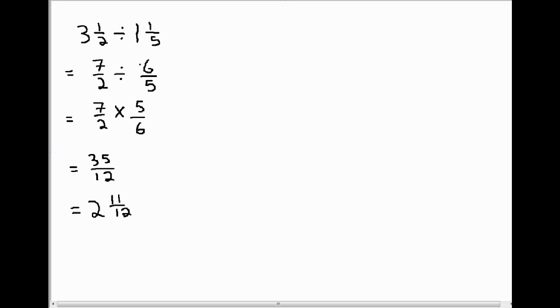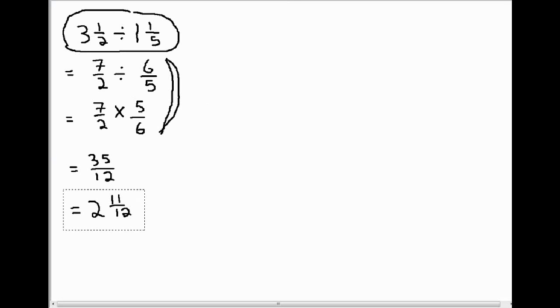So the original question was 3 1/2 divided by 1 1/5. We followed our properties for changing division to multiplication. These 3 questions that we have here are all exactly the same question. But the only one that we can really solve is the last one, the multiplication question. The answer to that original question is 2 and 11/12, because all 3 of these questions are the same question, so they all have the same answer.